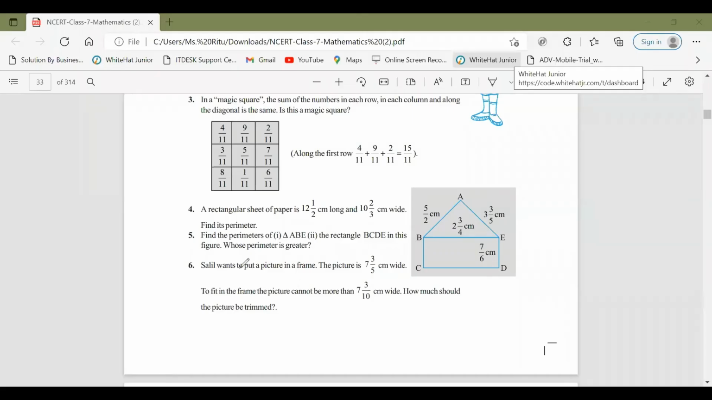Number 5 is saying, find the perimeters of. So again you have to find the perimeter. Actually, what is perimeter? It is the sum of all sides. It means if we sum all the sides, that will give us the perimeter. The boundary, whatever boundary is being covered, that is our perimeter. Okay. Find the perimeters of triangle ABE.